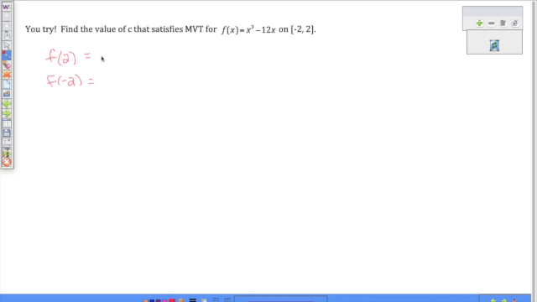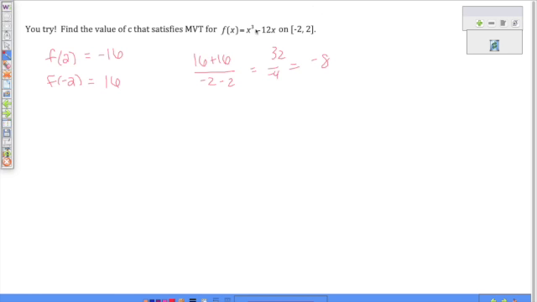I'll do 2 first, since that's what I wrote first. So 8 minus 24 is going to be -16. And that's going to be -8 plus 24 would be +16. Okay, so now I can find the slope of the secant line. So I'm going to do 16 plus 16 over -2 minus 2. So I'm getting 32 over -4. So the slope of the secant line is equal to -8.